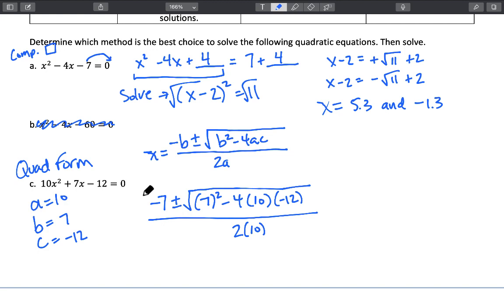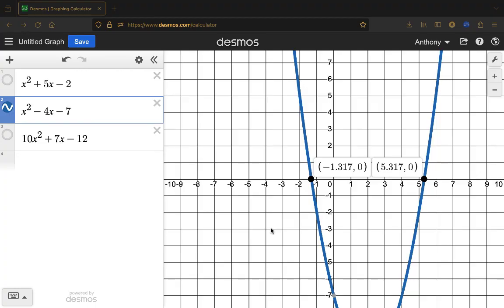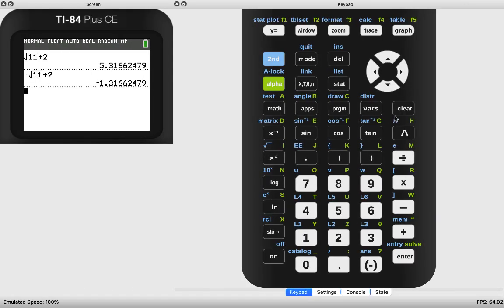A little reminder here when it comes to the graphing calculator: make sure you start off with parentheses to indicate this numerator, and then end that numerator with parentheses, and then again in the denominator have some parentheses. So let's get a little practice doing that. We'll plug that into our graphing calculator.